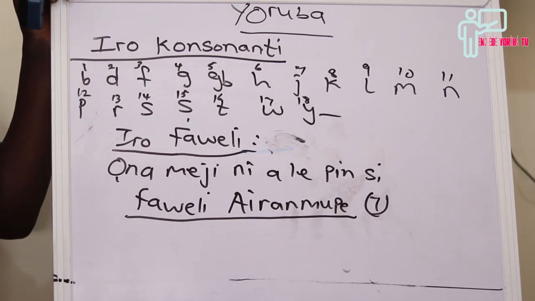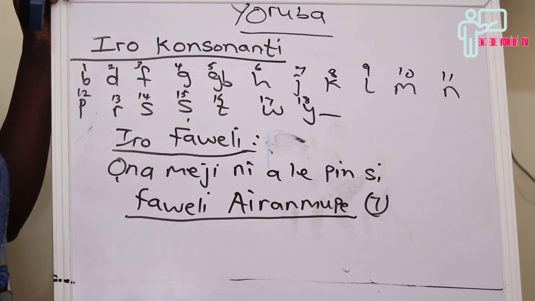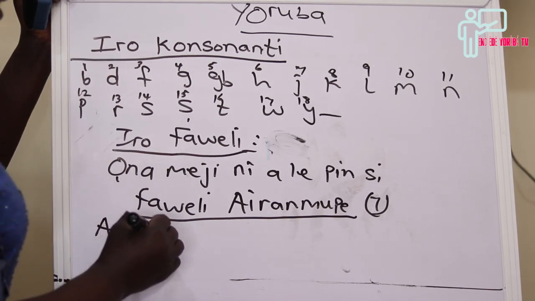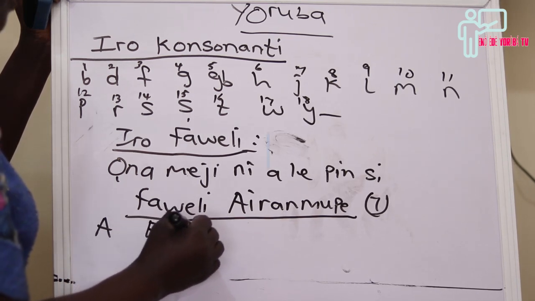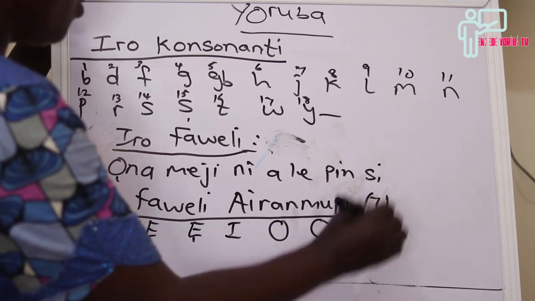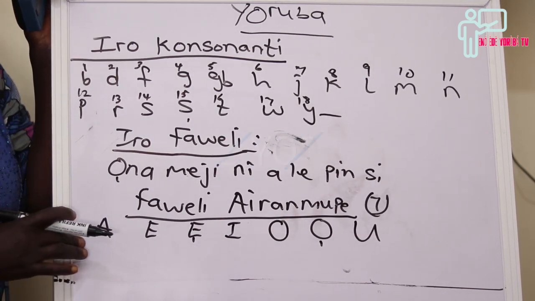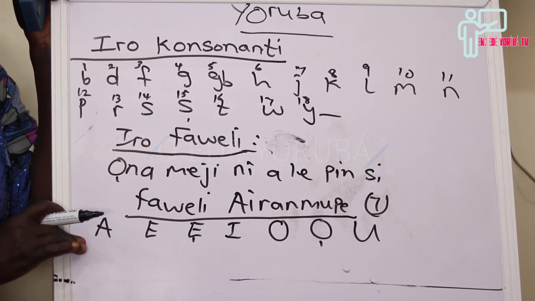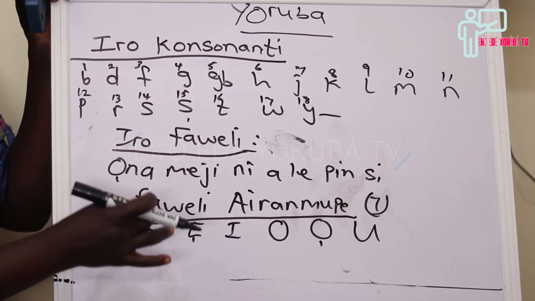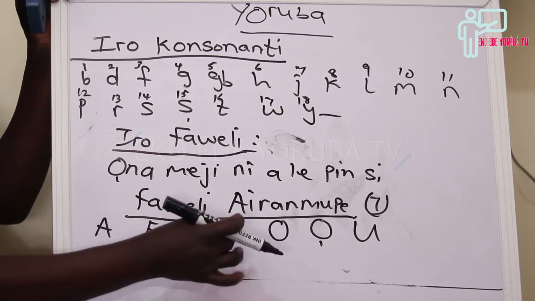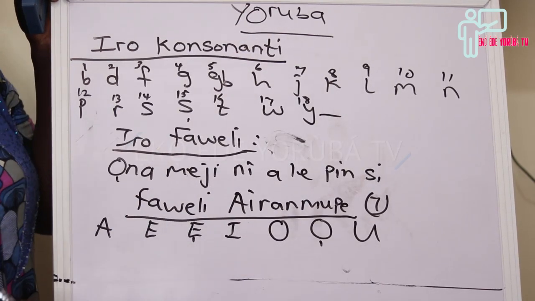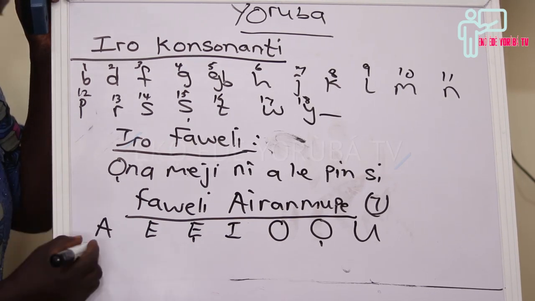There are 7 letters. Méje ni wọ́n jẹ́. Méje. A, E, Ẹ, I, O, Ọ, U. Àwọn ni lẹ́tà ńlá, the capital letters in vowel in Yoruba. A, E, Ẹ, I, O, Ọ, U. And these are the small letters.